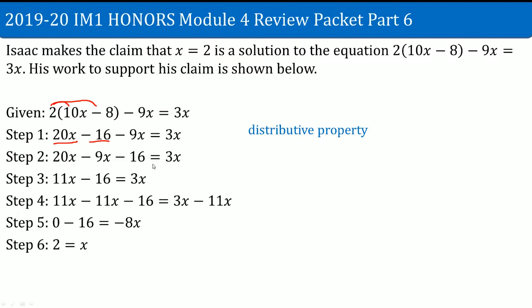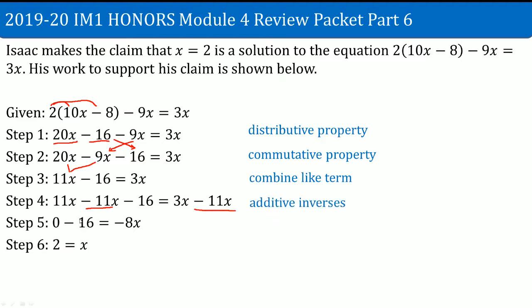Next, you are going to see, notice how this flipped. It changed. That is the commutative property. And next, notice 20x minus 9x. That is combining like terms. Good. Next, they're trying to get rid of the 11x by subtracting 11x from both sides. That is called the additive inverse. In the process of doing the additive inverse, you make the 0, which is considered the additive identity.